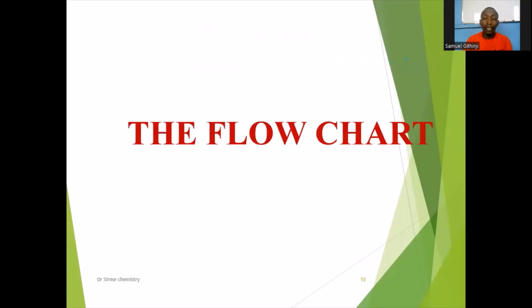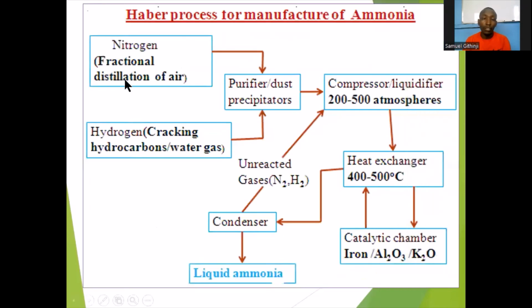Now basically we can go through that flow chart. You can have nitrogen from fractional distillation, we have hydrogen from cracking or other means. We purify them in the purifier, we take them to a compressor, 200 to 500 atmospheres. Heat exchanger, 400 to 500, yes, for the last time. Then we take it to a catalytic chamber, iron, that is promoted by these two. You can see any of these. Taken back to the heat exchanger for absorption of the heat.